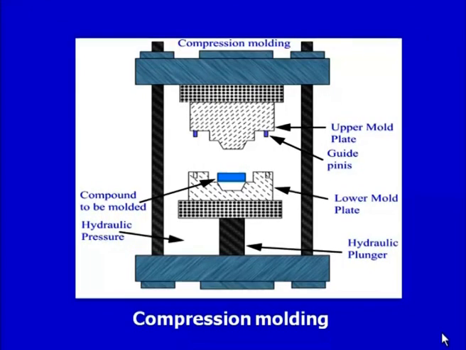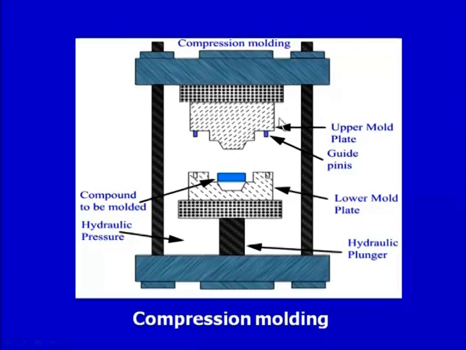Now you have a very simple diagram on your screen. You can see in the diagram you have an upper mold half and a lower mold half. This is the lower mold half and this is the upper mold half. You can see when this mold half would come down and take its place here, this particular raw material, this is the raw material compound to be molded, and this is the hydraulic pressure, which is maintained in order to apply the pressure. And this whole assembly would be coming down and compressing this particular raw material.